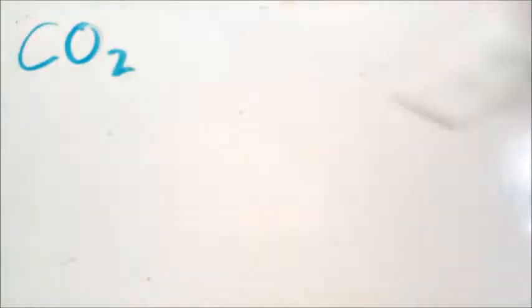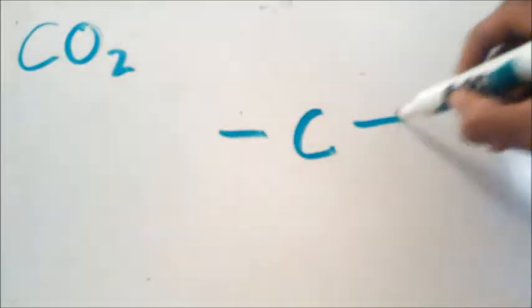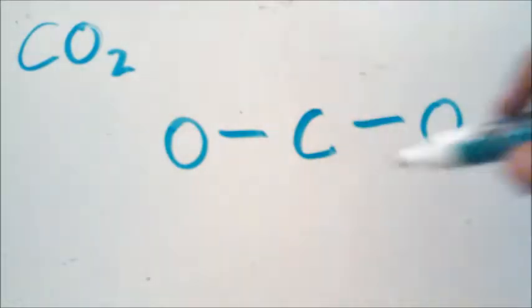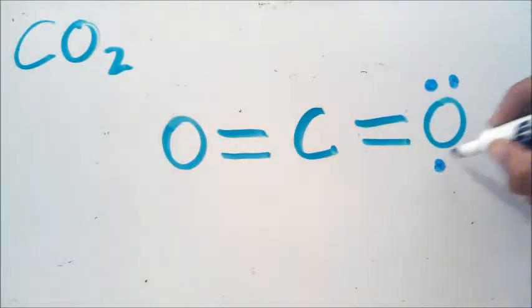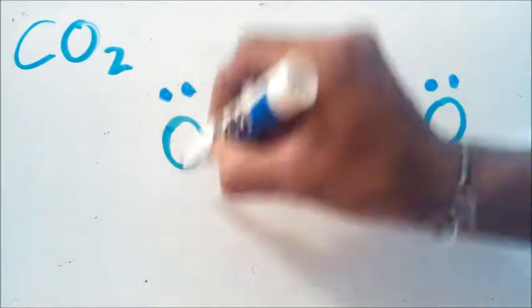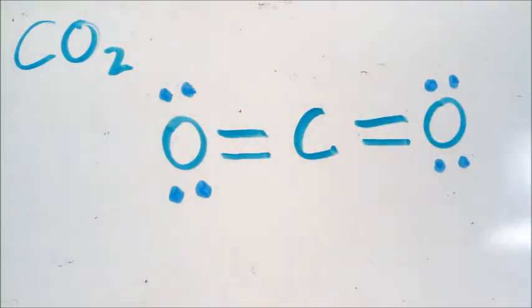This is an example of CO2. Carbon is double bonded to the oxygens to complete its shell, and the oxygens have 4 electrons added to them to complete their shells.